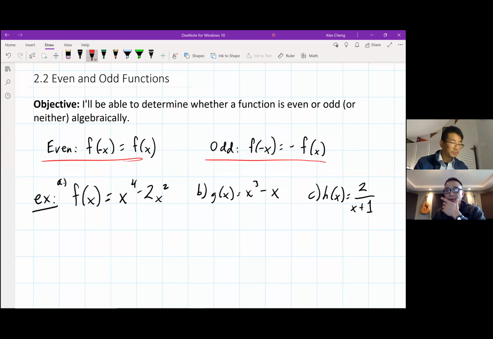So I think we have three examples here. So we're going to check algebraically, right? We have no idea what these look like.